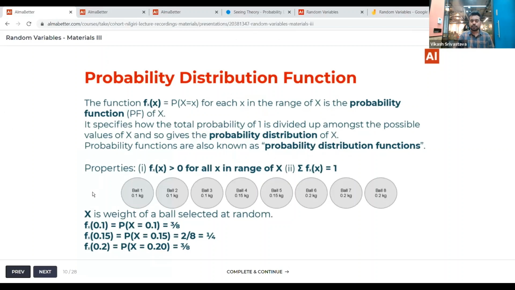A probability distribution is nothing but a way of specifying how our total probability of 1 can be divided among all the possible values of our random variable.